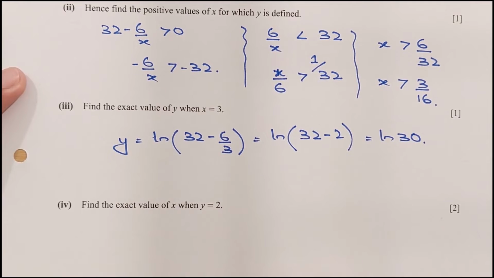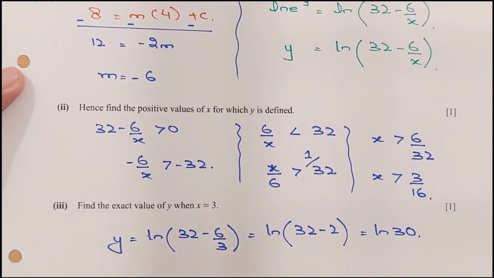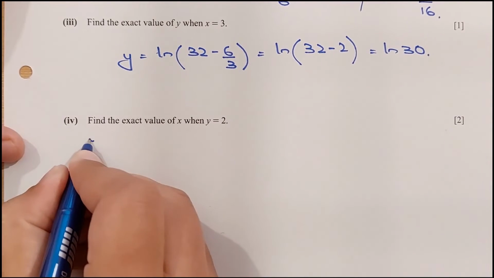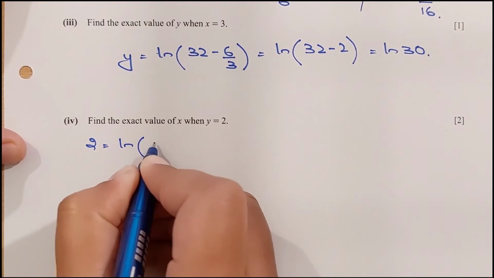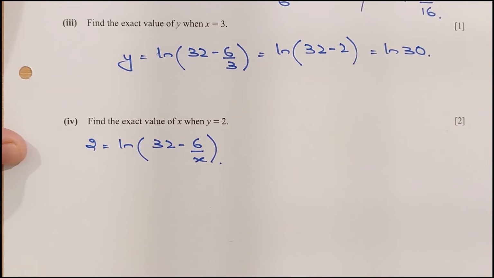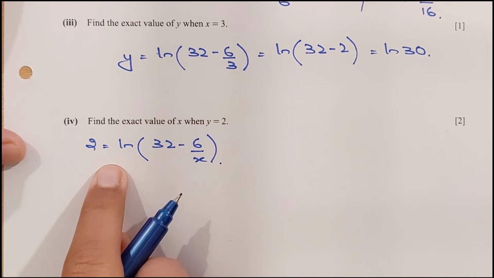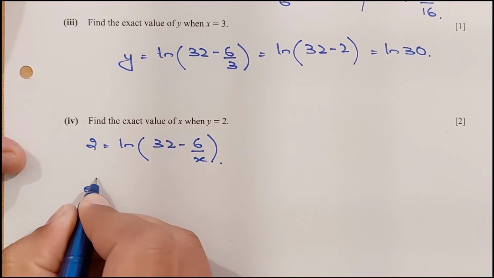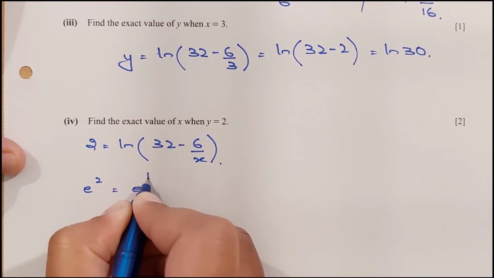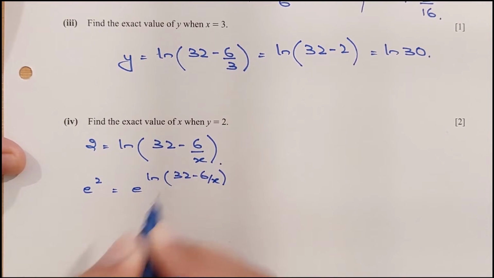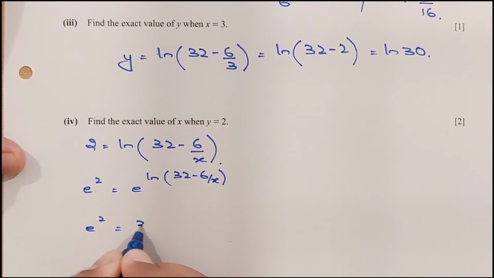Okay, now for part 4, find the exact value of x when y equals 2. So just substitute y equals 2 and solve for x, right? So y is 2. This equals natural log of 32 minus 6 over x, right? Now we have x inside the natural log, so what we have to do is take the exponential on both sides, right? So e power 2 equals e power ln of 32 minus 6 by x, right? So e and ln cancel, so we have e power 2 equals 32 minus 6 over x, right?